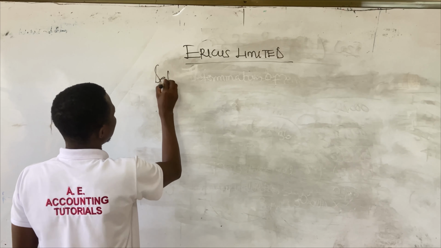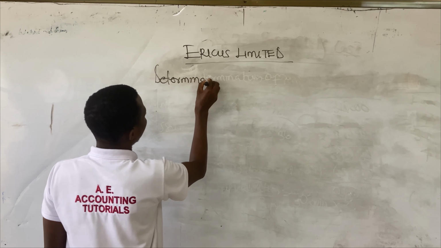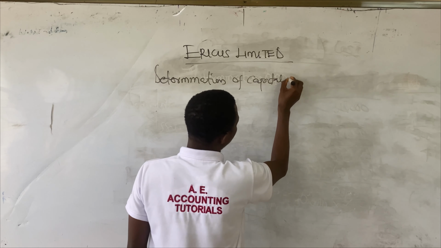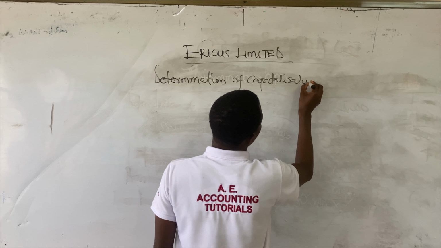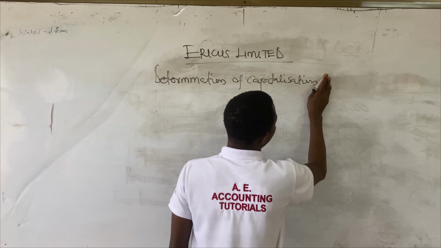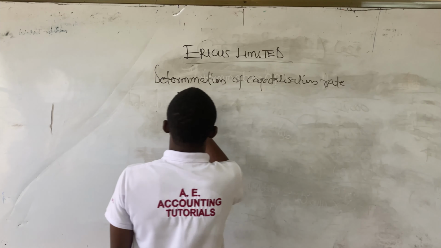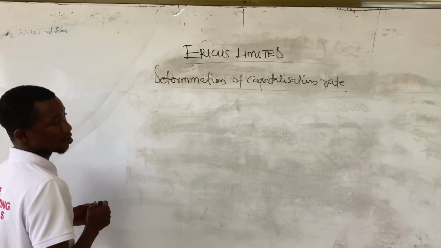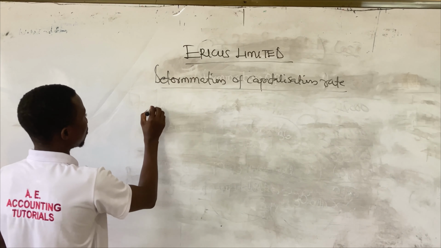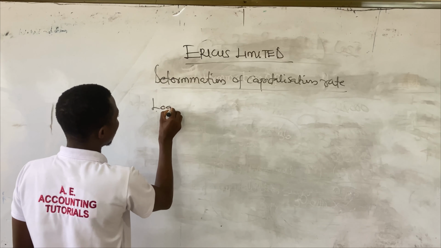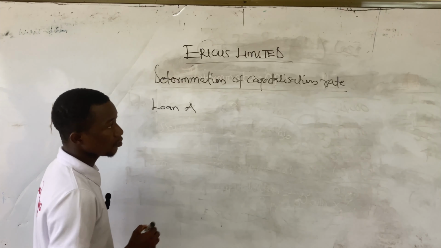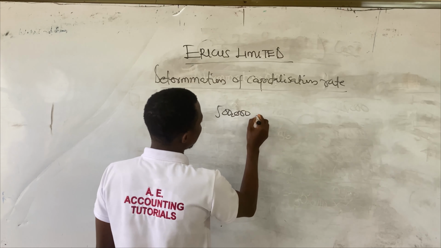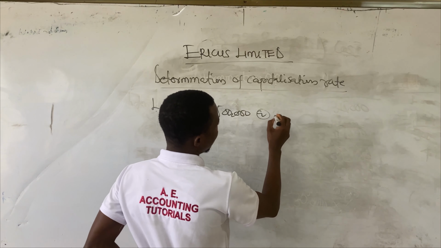So we look at the determination of the capitalization rate. That is the first thing we have to look at. To do this, first of all, we consider the loan and its rate. So we have loan A of an amount of $500,000 at a 6% interest rate.